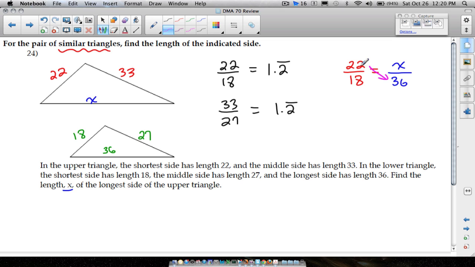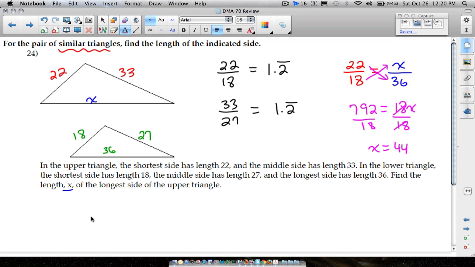Let's cross multiply to solve. 22 times 36 gives us 792. All right, 792 is equal to 18x because the other cross product is 18x. So therefore we have to divide both sides by 18 to get x by itself. Therefore x is equal to 44.